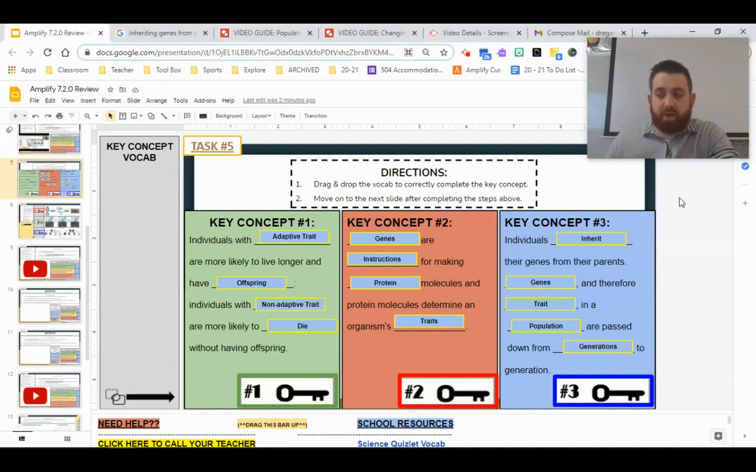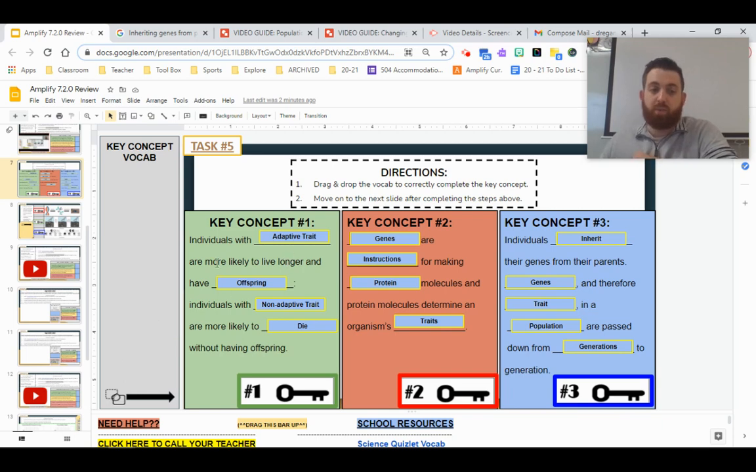Hey everybody, Mr. Regan here, and today we're going to look at how we should have completed our drag and drop key concepts along with identifying the correct diagram that best shows this key concept. So hopefully these don't look terribly different from what we've done in the past.